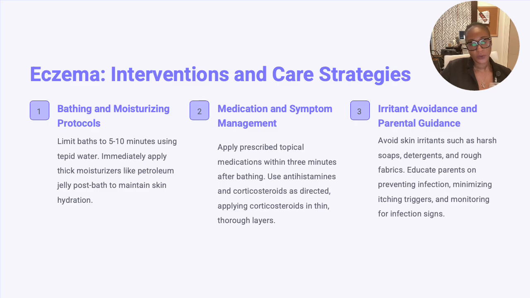Instruct the parent to wash clothing in a mild detergent and to rinse it thoroughly. Putting the clothes through a second complete wash cycle without detergent can also help minimize any residue remaining on the fabric, and can also help with improving the eczema. You can instruct the parents about measures to prevent skin infection, and to monitor the lesions for signs of infection, such as yellow crust with surrounding erythema, and to seek immediate medical intervention if such signs are noted.